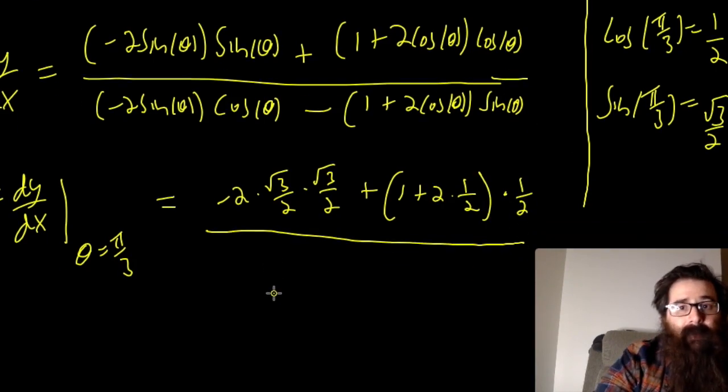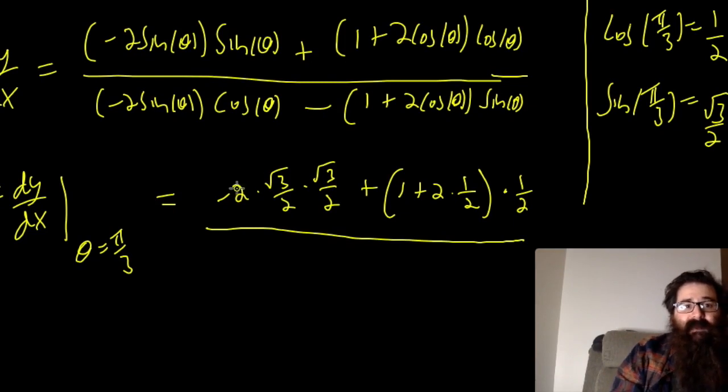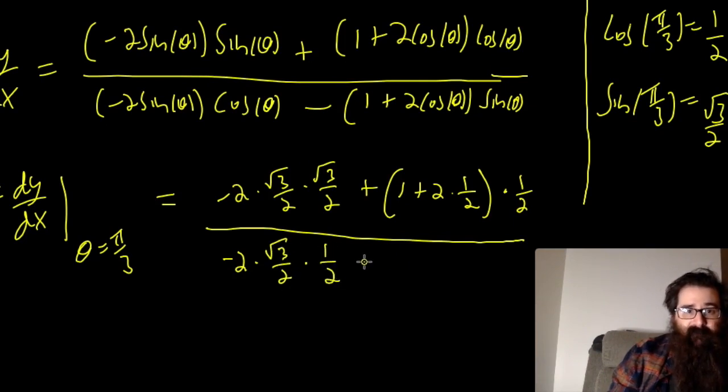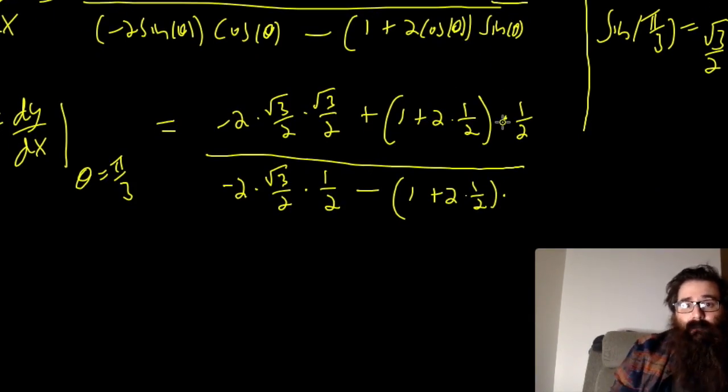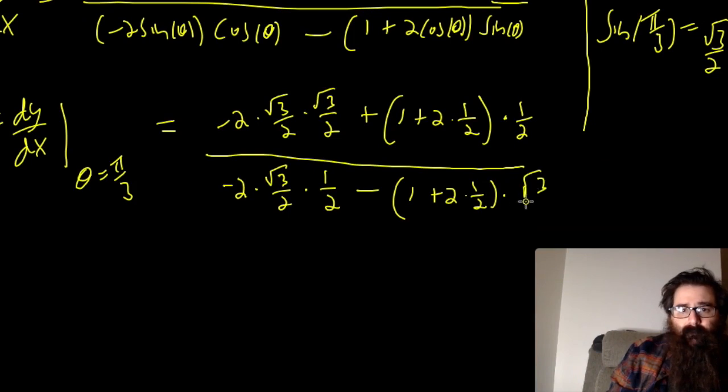And then divided by, here I have negative 2 times sine theta, so that's negative 2 times sine at pi over 3, which is radical 3 over 2, times cosine at pi over 3, which is 1/2, and then minus, in my parentheses, 1 plus 2 times cosine at pi over 3, which is 1/2, times sine at pi over 3, which is radical 3 over 2.